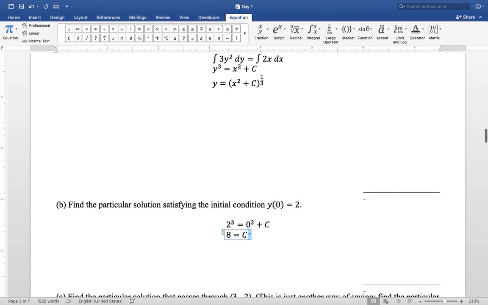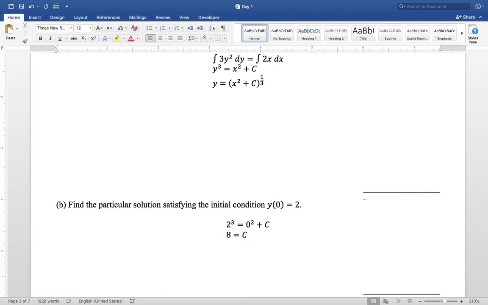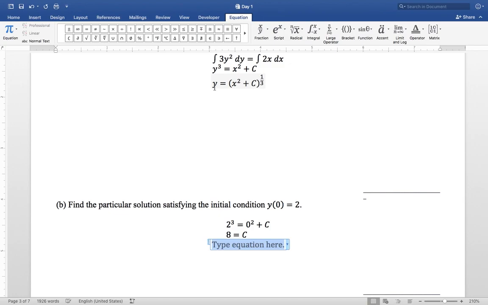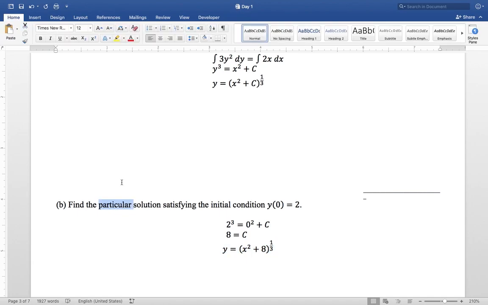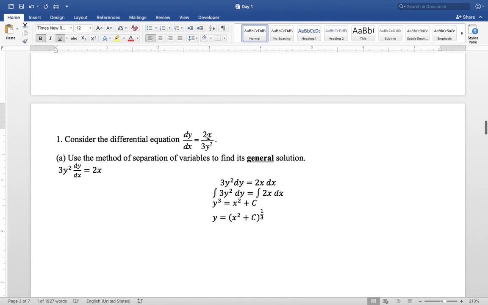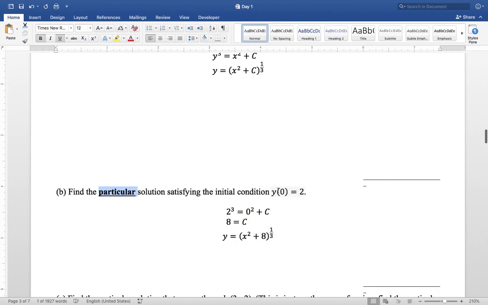So you see that this initial condition forced c to take on the value of 8. Which means that I no longer have this infinite family of solutions, the general solution. I actually now have a particular solution, the one particular solution which satisfies not just the differential equation, but also the initial condition. And that's this one right here. This is my particular solution, okay, which satisfies the differential equation in general, yes, but also satisfies the initial condition here.